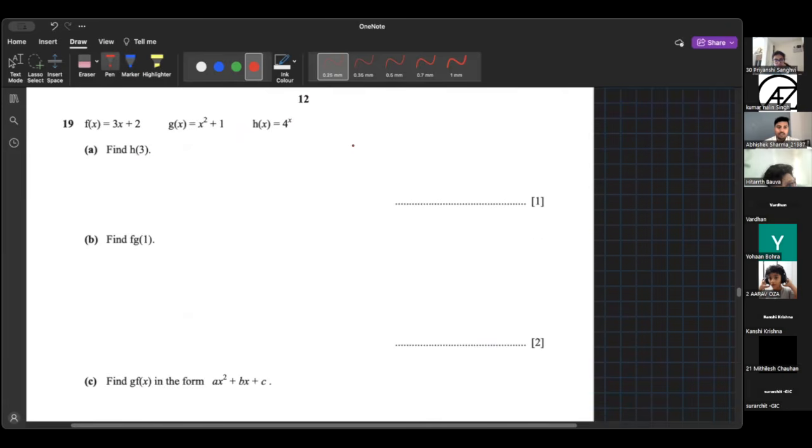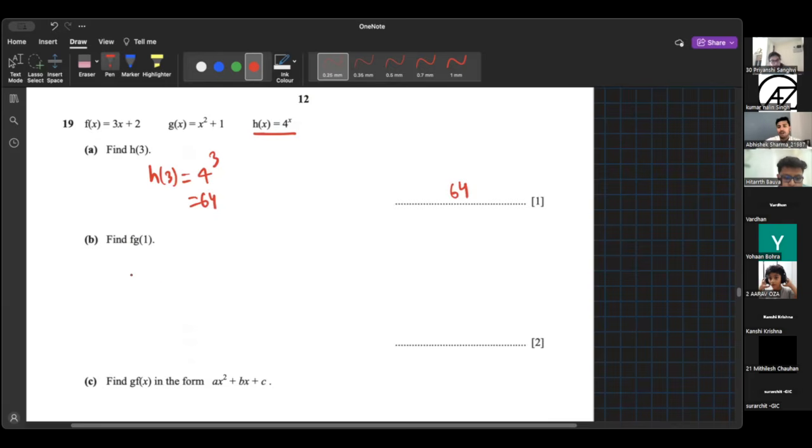Question number 19. It says a function is given to us. So these questions are based on functions. Functions are of many types: exponential function, compound function, also known as composite function, basic function, inverse functions. So we'll try to solve the problems, whatever we get. It says find h of 3. So h function is 4 raised to x. So h of 3 will automatically be 4 raised to 3. That is going to be 64. Right? 4 into 4 into 4, that is 64.